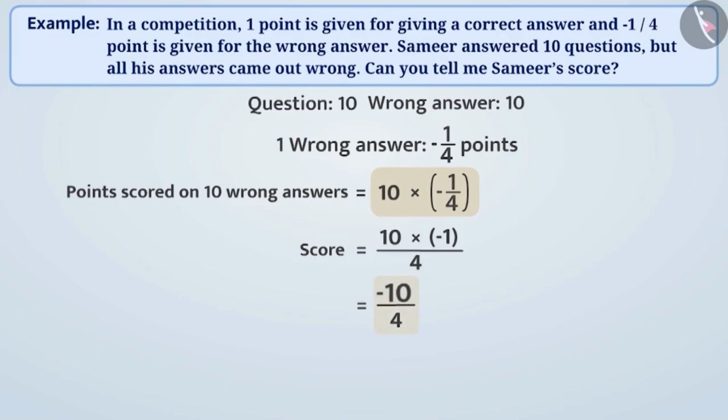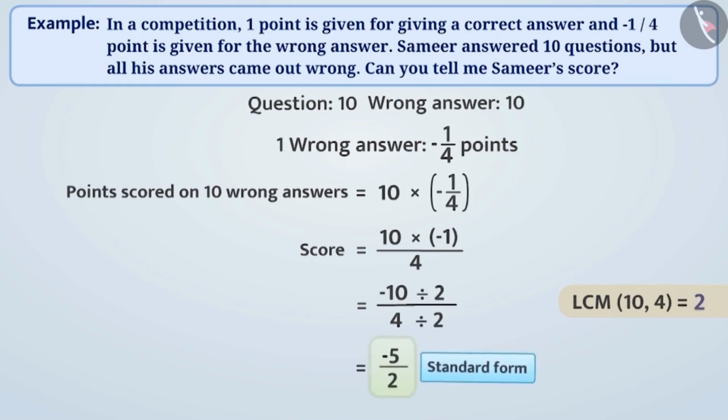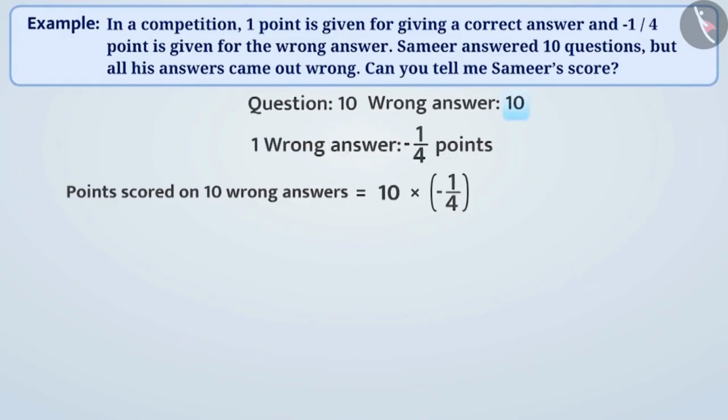Here, the common factor of the numerator and denominator is 2. We divide both numerator and denominator by 2 and the result can be expressed in standard form as minus 5 by 2. We can also solve it in the following way. Here, we can write 10 as 10 by 1. Now, we will get 10 by 1 into minus 1 by 4.